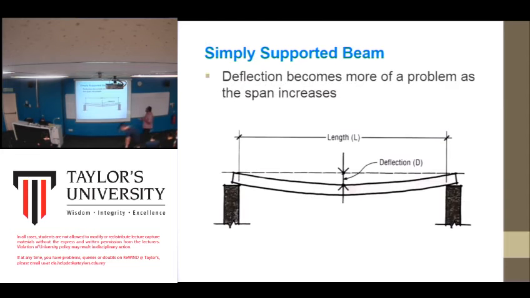Okay, this is a simply supported beam. Deflection becomes more of a problem as the span increases. Remember I have mentioned simply supported beam, which means the beam is not fixed on the support. It is just placed on top of it. So of course, the longer the beam spans, the higher will be the deflection or the bending moment. This is the deflection. It will move down.